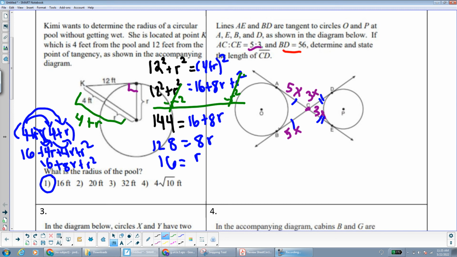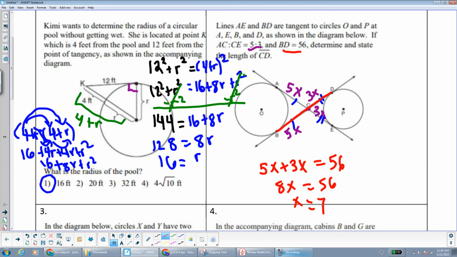Since I know that the whole segment BD is 56, I can make an equation that says the two parts of BD, 5x and 3x, combined together, that's addition, will give us 56. From here, I can combine like terms. I have 8x is equal to 56. And we can finish up solving the equation by dividing both sides by 8. And that gives us x is equal to 7.